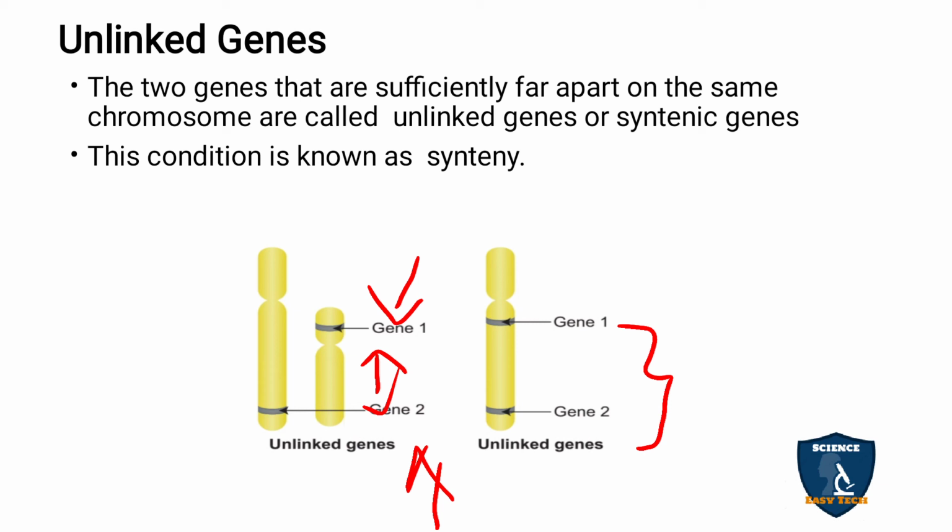Here, you can see the gap, the distance between the two genes. They are far apart, but present on the same chromosome only. One is on the top and one is on the bottom. That means the genes aren't linked, so they can separate easily. That type of genes are called unlinked genes or syntenic genes, and this condition is called synteny.